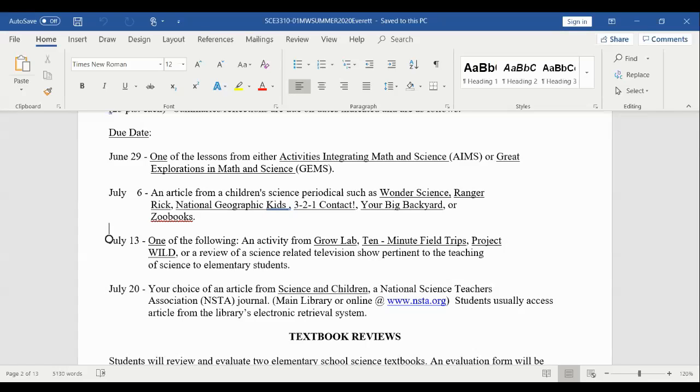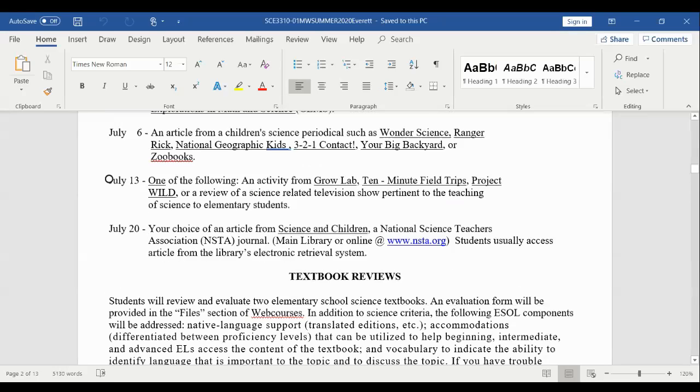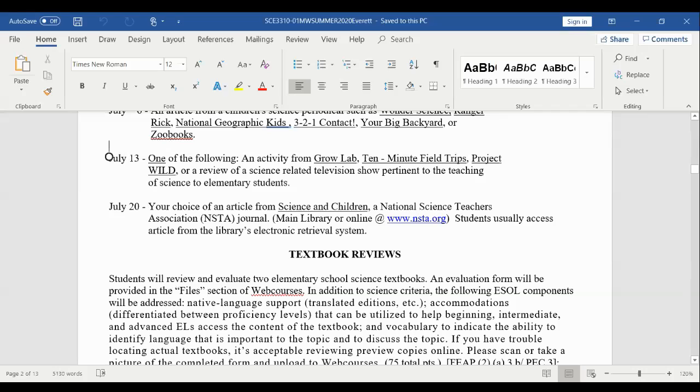July the 6th: Wonder Science, Ranger Rick, National Geographic Kids, 321 Contact, You, Big Backyard, or Zoo Books. Excellent journals for children. These are journals for children to look at. One of the following: an activity from Grow Lab, 10-minute field trips, Project WOW, or a TV show. Well, Bill Nye the Science Guy, you can find on YouTube. That show's perfect. So you can use that one. But the other ones are pretty cool too.